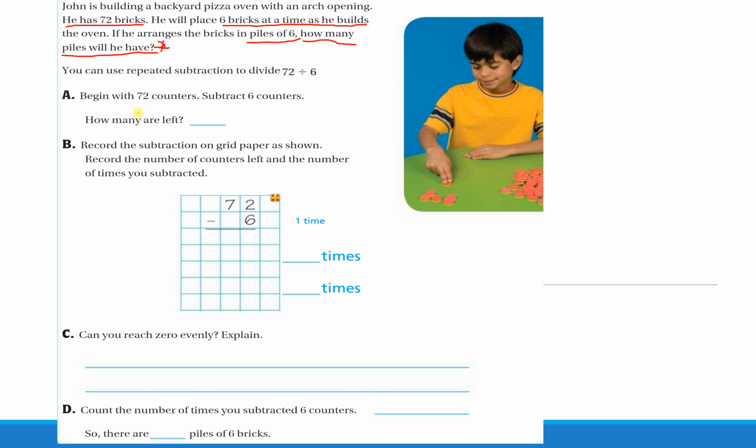So you can use counters. We have counters, so if you'd like to use some counters, let me know. But we begin with 72 counters and we subtract 6 counters. So if we had 72 and we subtract 6, how many are we going to have left over? Well, we're going to need to borrow and regroup. So that's going to be 6 and 6. So we're going to have 66.